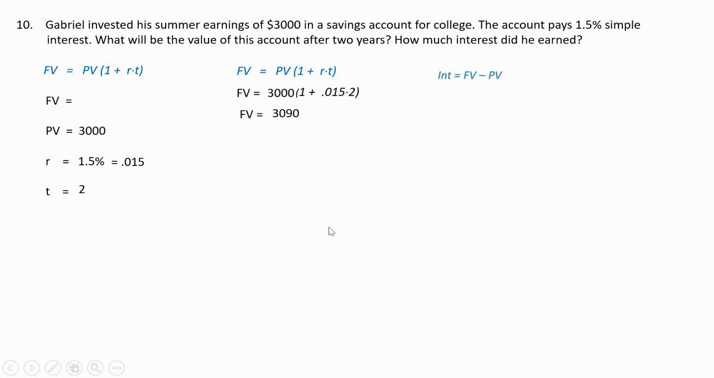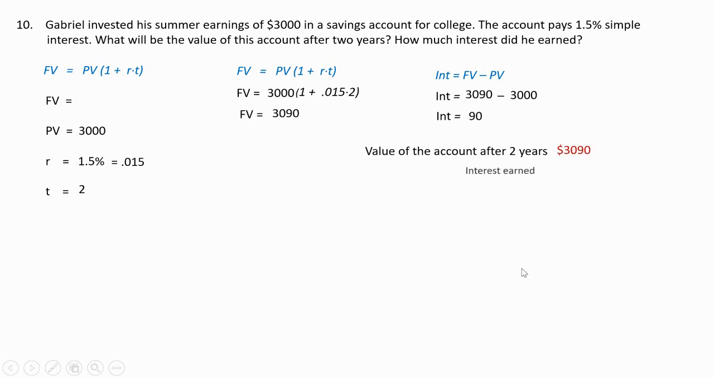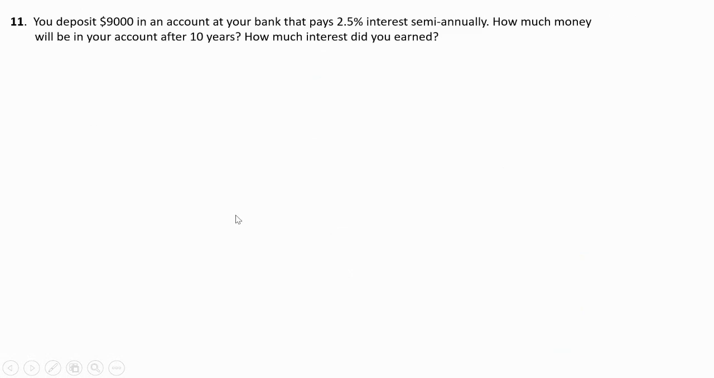So how much interest did he earn? We subtract the future value minus the present value to find the interest. So $90. The value of the account after 2 years will be $3,090. Interest earned will be $90. That's how you do number 10. And again, guys, there's this key word that says simple interest, which means this is the formula they use for simple interest.